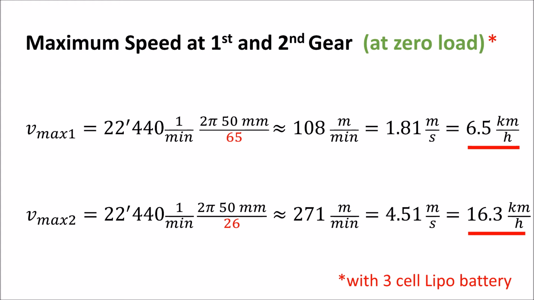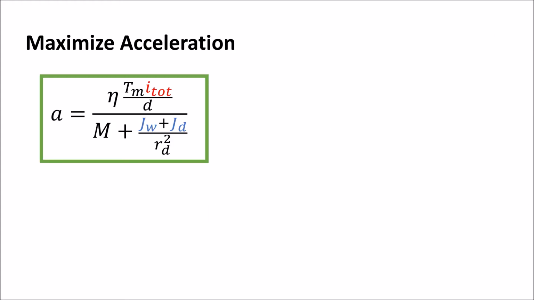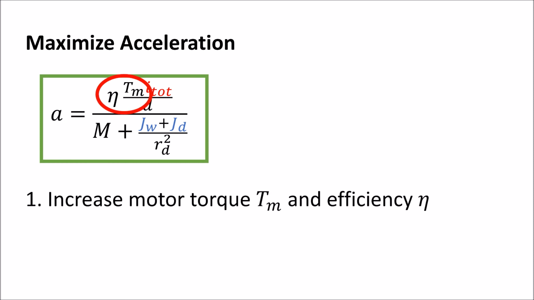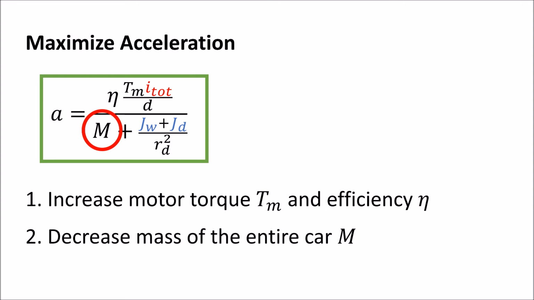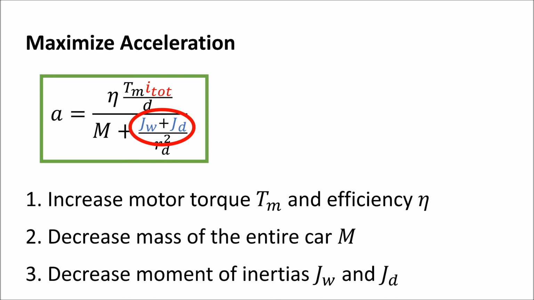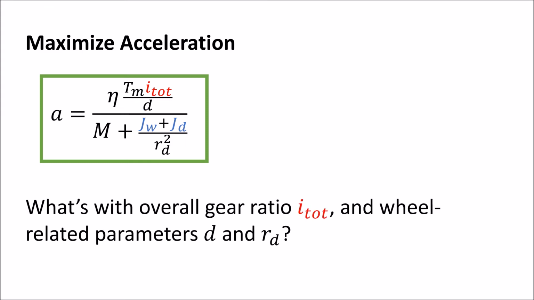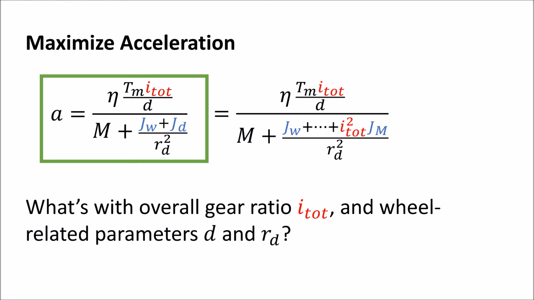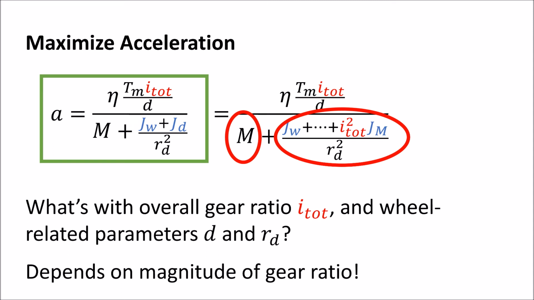Using our formula for acceleration, we see that we can maximize acceleration when first increasing the motor torque and/or overall drive efficiency, second decrease the mass of the entire car, and third decrease the moment of inertia of the wheels and other rotating parts within the drivetrain. With respect to the overall gear ratio and wheel-related parameters, it is more difficult to make clear recommendations. Here it depends which part of the denominator is more dominant, and this depends on the actual gear ratio applied.